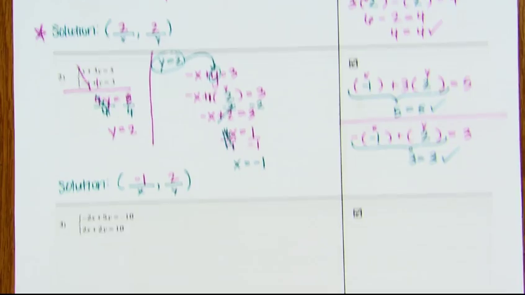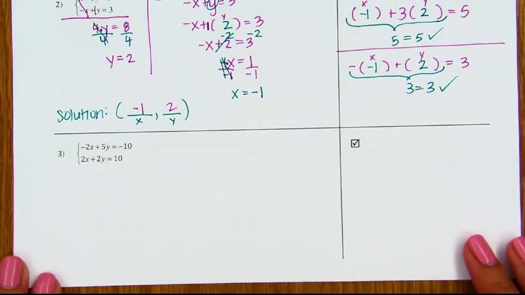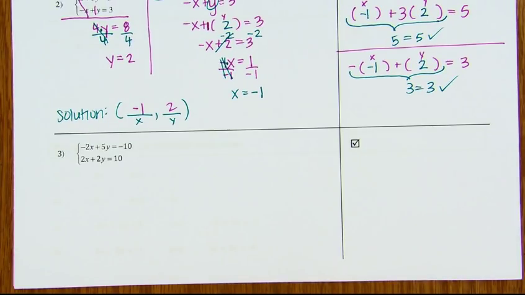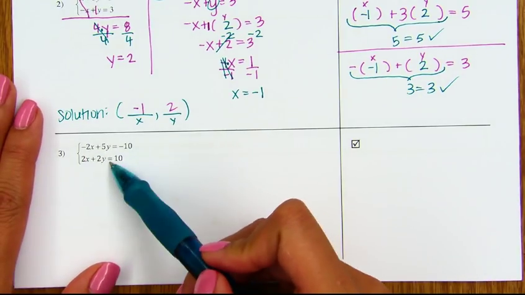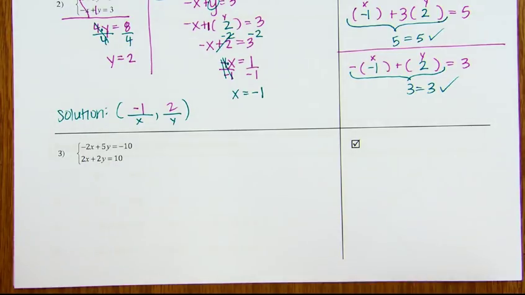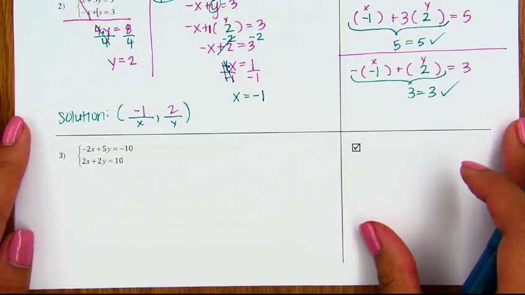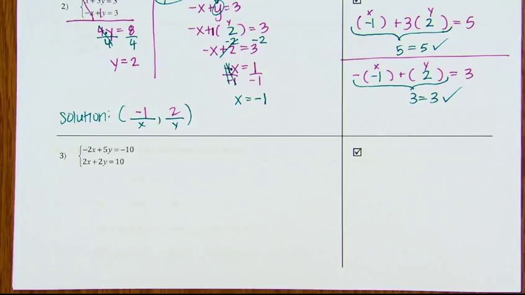Okay, so now moving on to another type. For this one here, same idea. What I'm going to do is first check if everything's set up nicely. The x's are, the y's are, the equal signs, we're good to go. Now I'm going to check to see if any of the variables will cancel out. And the answer is yes.